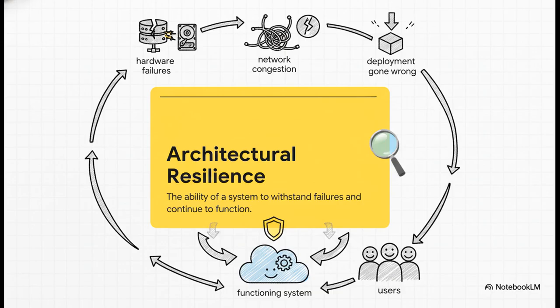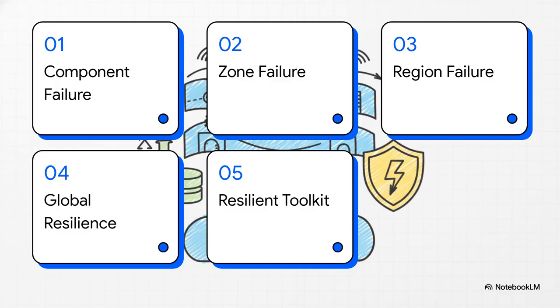So the goal here is what we call architectural resilience. And this isn't about trying to prevent every single failure, because guess what? Failures are going to happen. Hardware dies, networks get flaky, someone pushes bad code. It's inevitable. Resilience is all about designing a system that expects failure, absorbs it, and just keeps on chugging along for your users. So how do we actually do that?